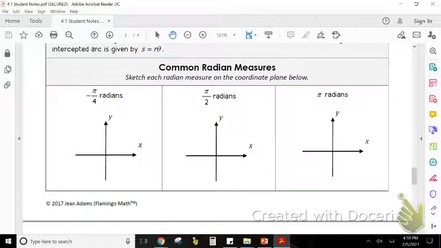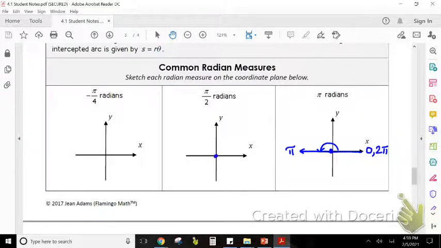Well, remember, we just said that a full circle, so if we have 0 here, a full circle was 2 pi. So where is pi going to be? Pi is halfway, so pi is going to be over here at what was 180 degrees. So this is our pi. Now, just to help us, I'll do it on the next one. Okay, so now we're looking for pi over 2 radians.